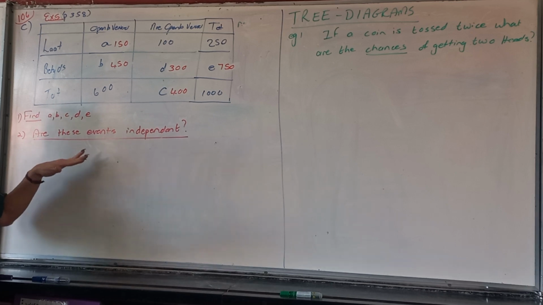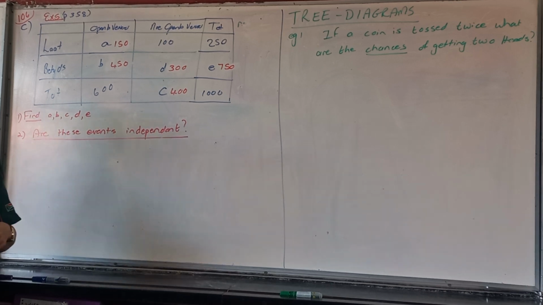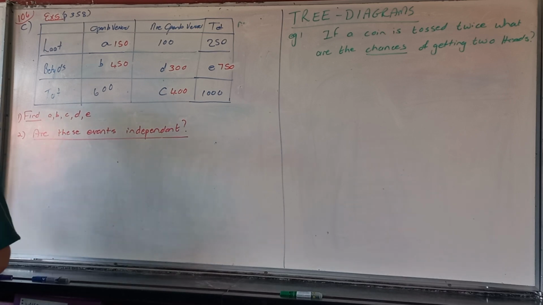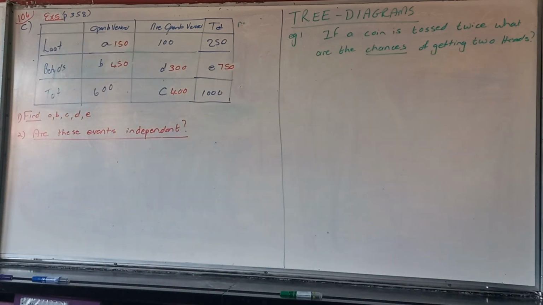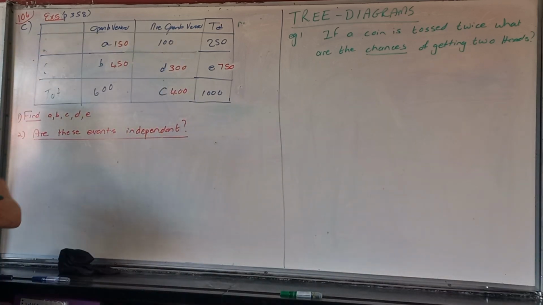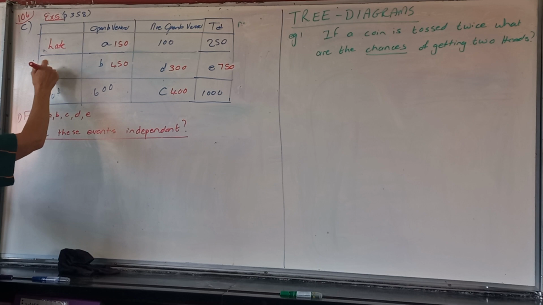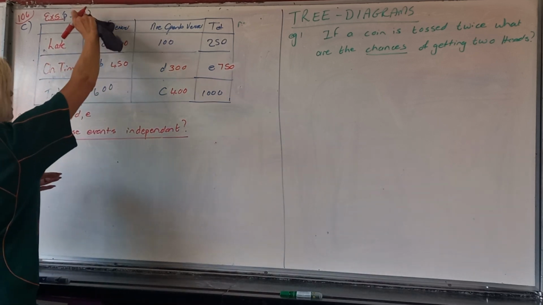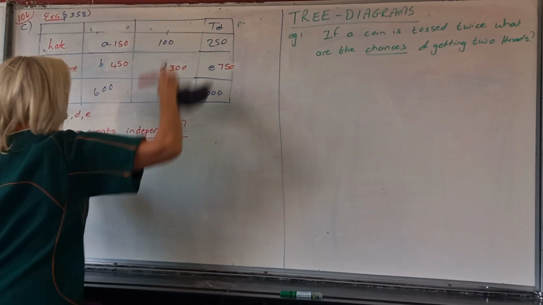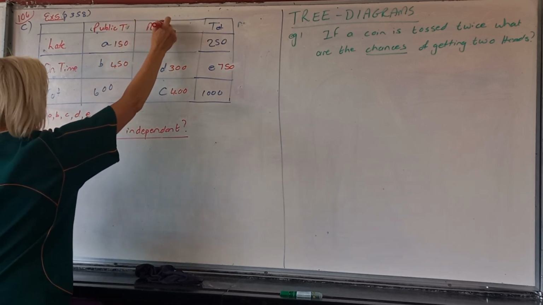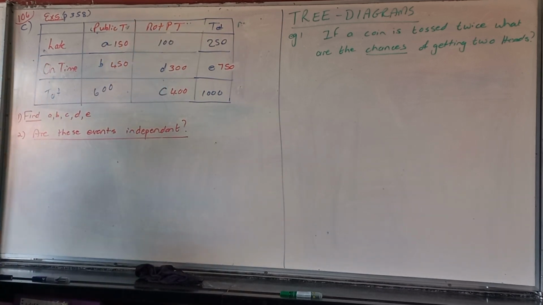If I just asked you, are these events independent? Now, I haven't even read it, but think about this. What is this whole story about? It's about, oopsie, I forgot to change the Afrikaans to English. It's about being late or on time. And then the other situation is using public transport and not public transport. Sorry about that.